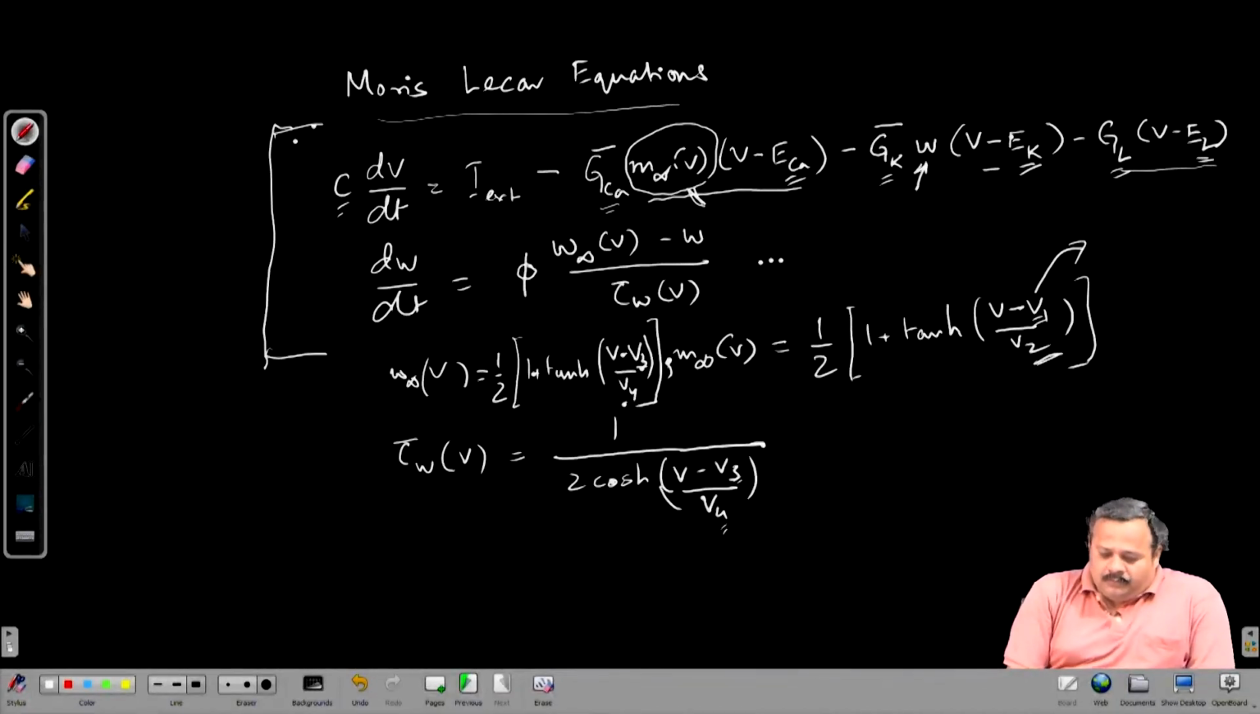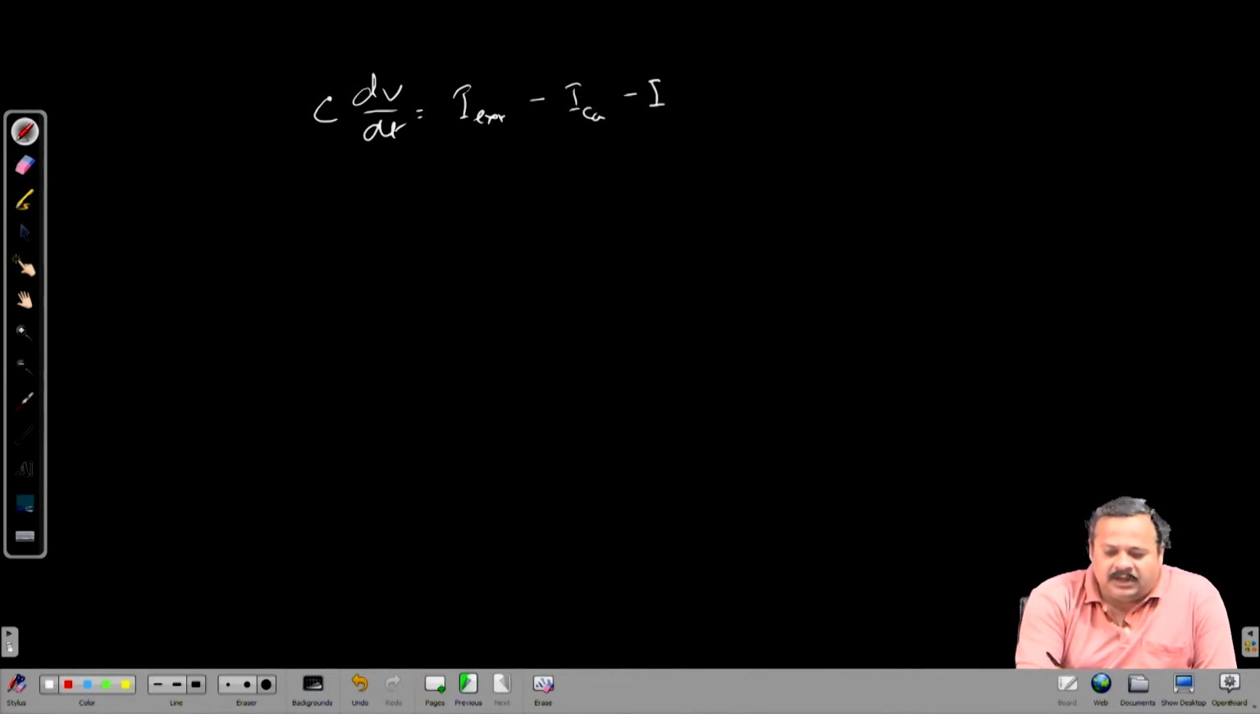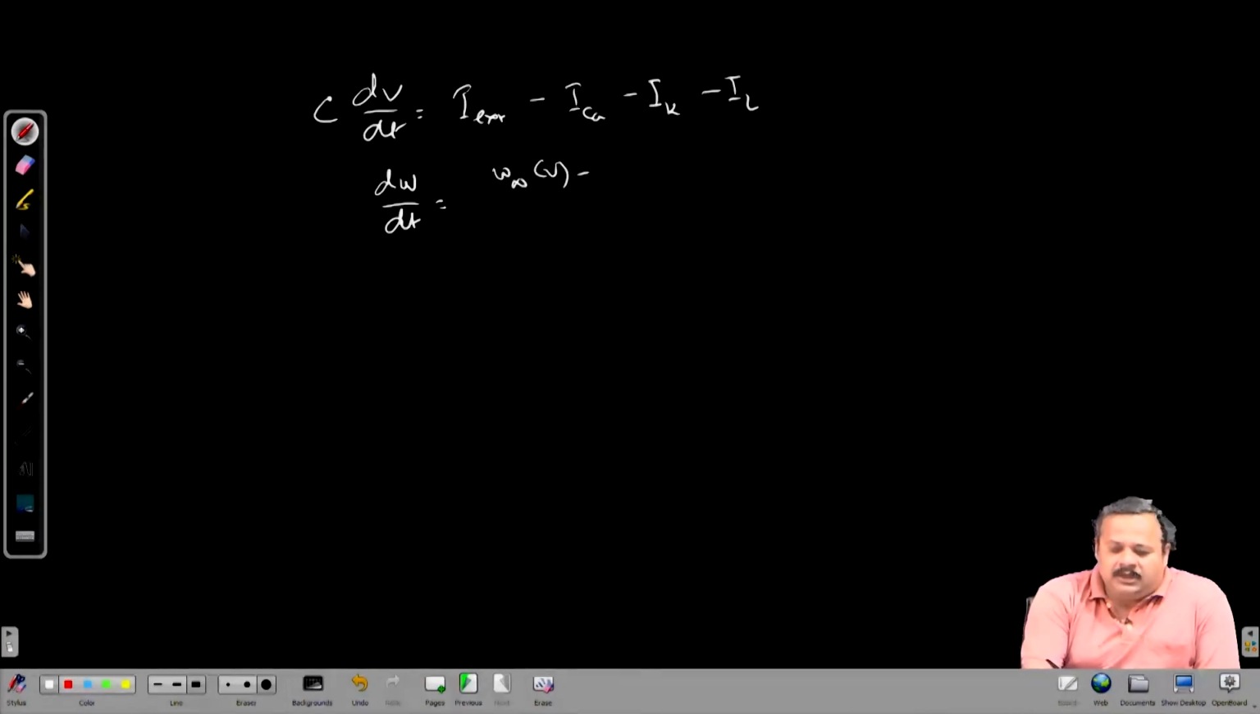So, if we now think of solving a set of differential equations like this numerically, let us say this is C dV dt equals I external minus I calcium minus I potassium minus I leak. We can replace those terms by the G calcium bar with the gating variables, and we have the dW dt here as W infinity V minus W by tau W V.